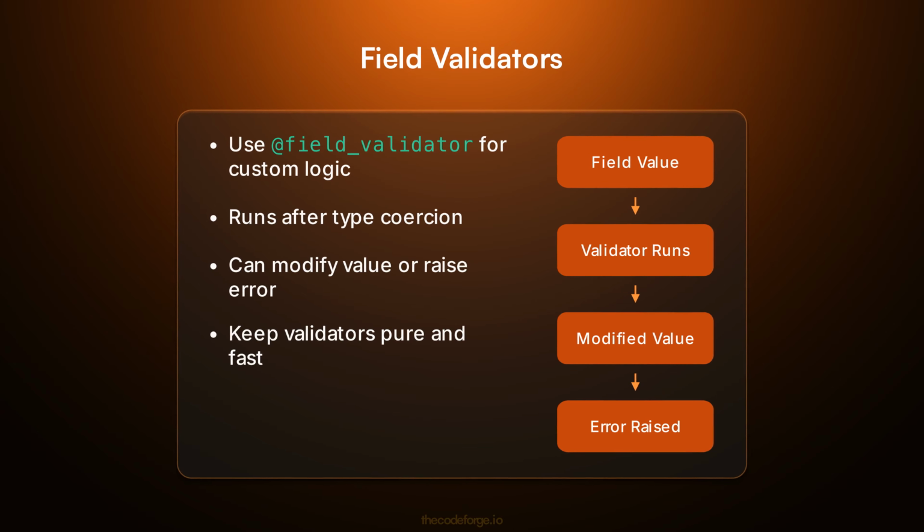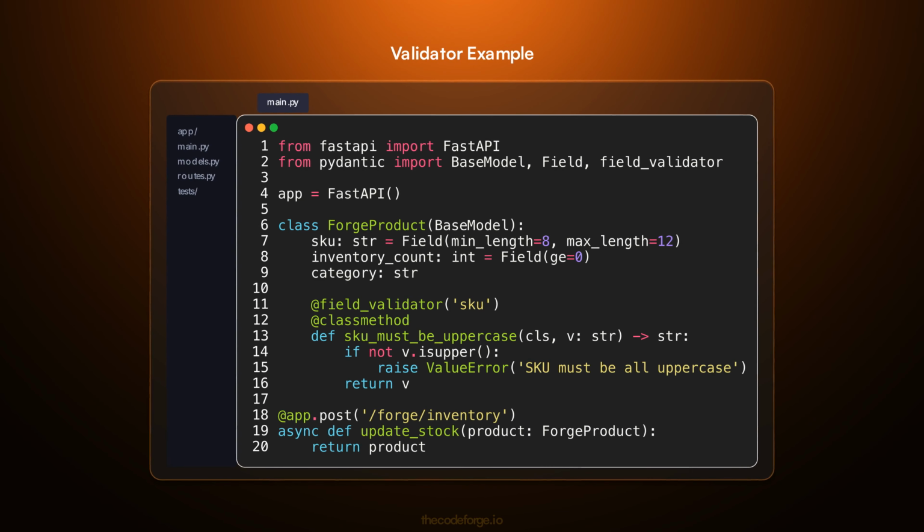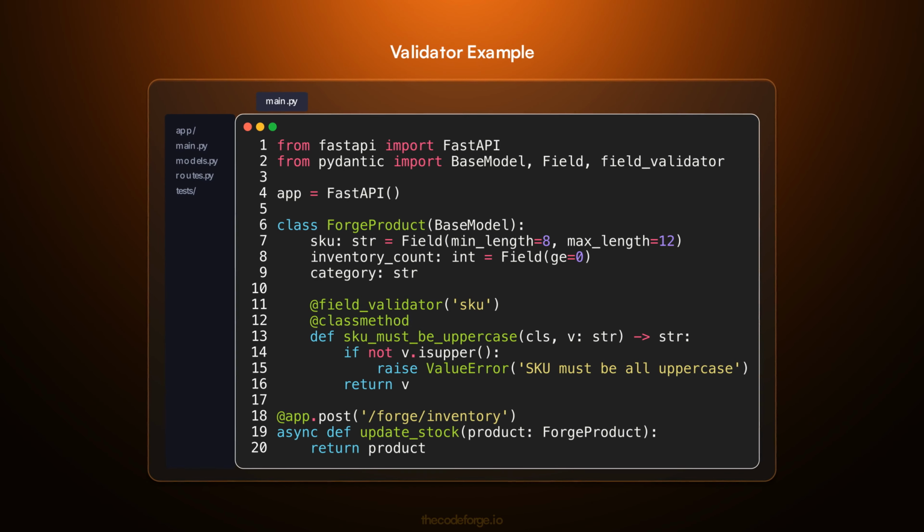For complex validation, use @field_validator. It runs after coercion and can transform the value or raise a ValueError with a custom message. This validator ensures the SKU field is uppercase. If not, it raises a ValueError which FastAPI returns as a 422 error.